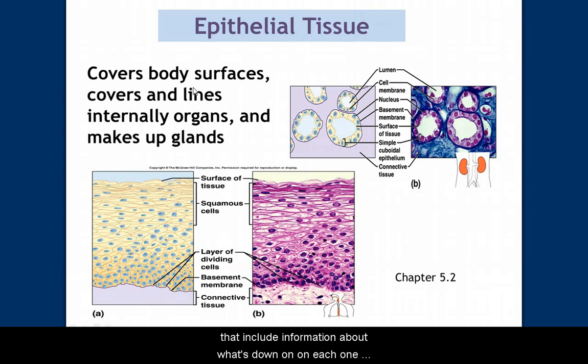Epithelial tissues, it covers the body surfaces, including your skin on the outside of the body surface. It covers and lines internal organs. It forms tubes and ducts, and it makes up glands. So when we talk about glands that are in the endocrine system, we will be talking about glands that are made up of epithelial tissue. Here are the ducts within the kidneys, and lining these ducts are epithelial tissues. Lining the stomach, epithelial tissue.